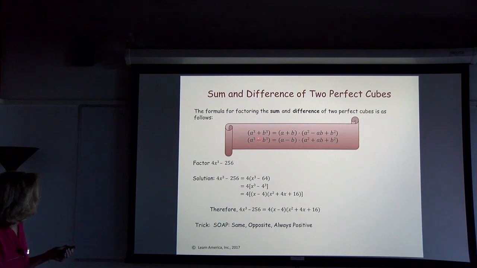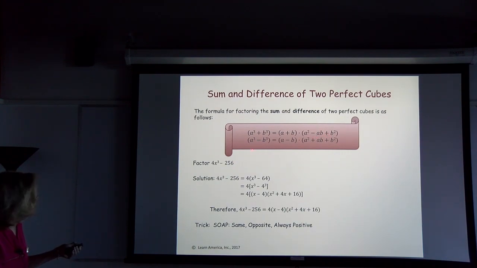Okay, so here's what happens. The first binomial will have the same sign. That's your S, same sign. Then it's, in this case, the same again. So it's going to be positive a squared, opposite, so if this is positive, this is minus the product ab, and then always positive is plus b squared. So if I look at this one, it's going to be a plus b. I'm going to keep a squared minus the product plus b squared.